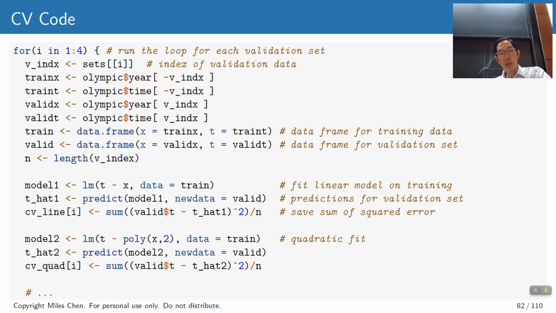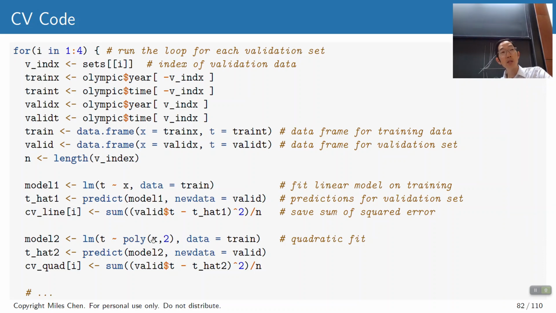Now that I have this slope and intercept, I'm going to make predictions using that model for the validation data. These will be my t hats. Is this okay? I want to make sure. All right, and then we're going to take the difference between the actual values in the validation set and the predictions that I just made here. I'm going to take that difference, square them, add them up, and divide by n, which is 7.